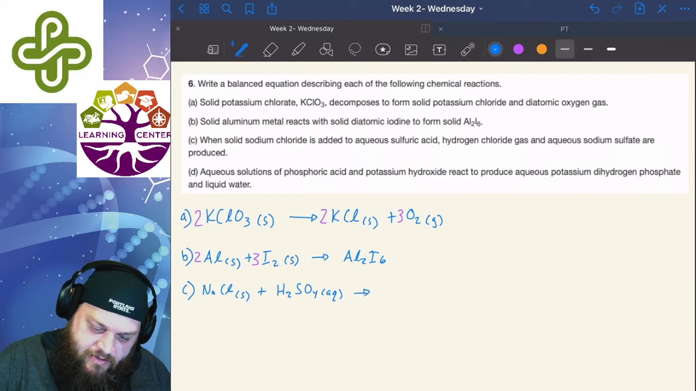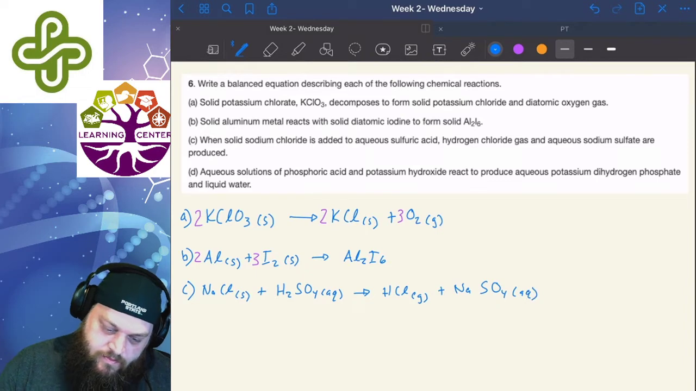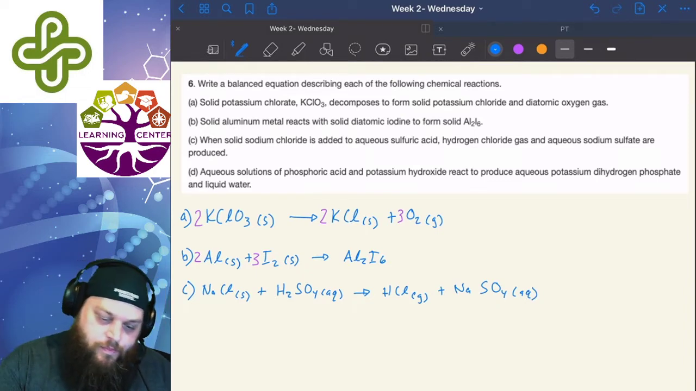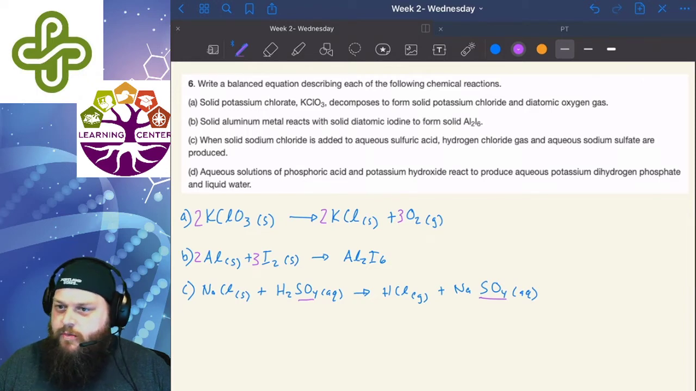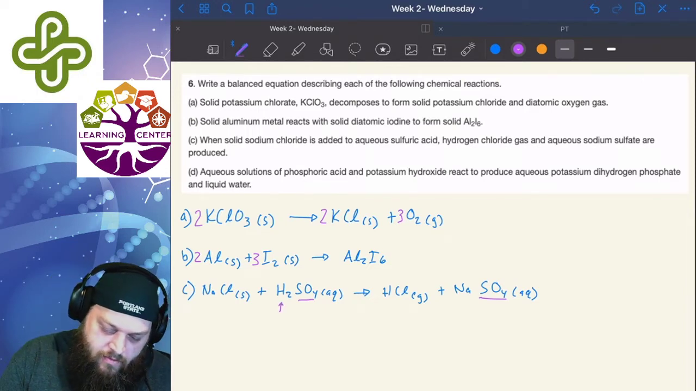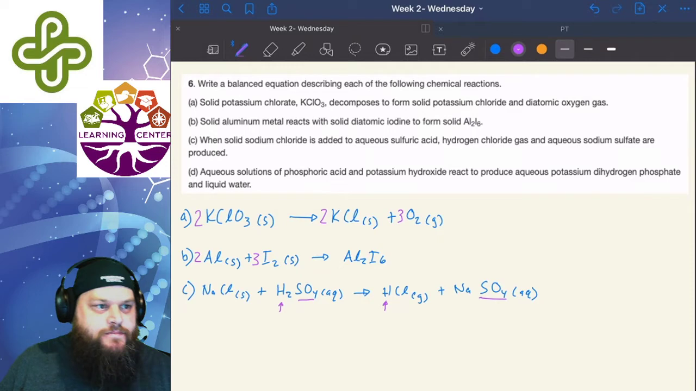It produces hydrogen chloride gas, that's HCl gas, and aqueous sodium sulfate. So here, we really want to look at this sulfate on both sides. We have 1 balancing each one, so we're pretty good there. But we have 2 of the hydrogens that are attached to that one, and only 1 of the hydrogens there. So we need to do something to help balance that a little bit.